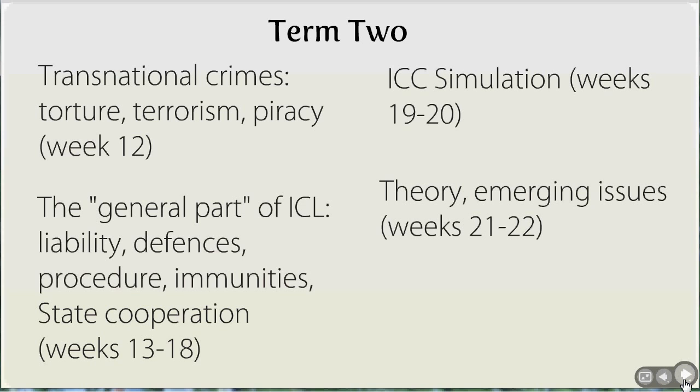We then look at the general part of international criminal law, so that part of international criminal law that applies across all the different crimes. So rules of liability, defences such as duress, insanity, superior orders, the rules of procedure, rules of immunity from state jurisdiction for, say, heads of state or serving high officials, and rules governing state cooperation both between states and with international tribunals.